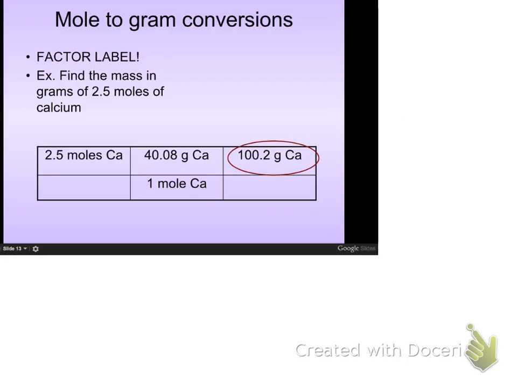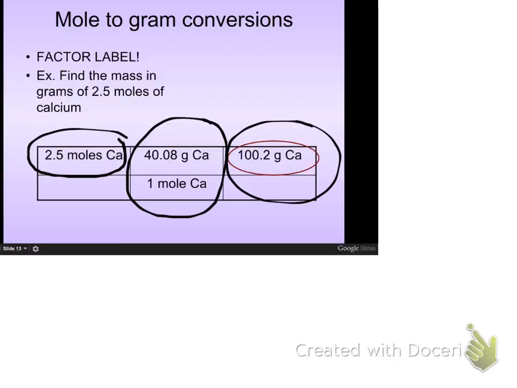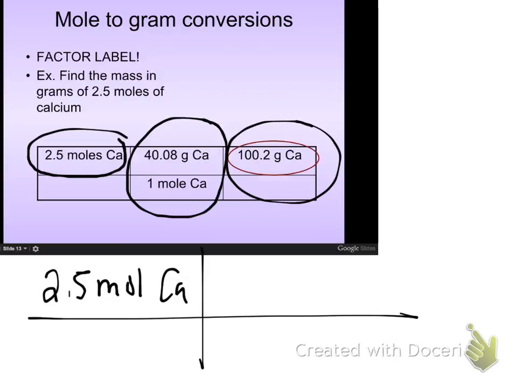Here's your example. It's another factor label. Find the mass in grams of 2.5 moles of calcium. 2.5 moles of calcium is our given. The relationship that we're using, the conversion factor, is molar mass. And then we get an answer. We have to sig fig it. That's an ugly one for sig figs, but we'll take care of that. So we always start with our given. 2.5 moles calcium, units and chemical. Units and chemical down here to cancel are going to be moles of calcium. And we want to end up in grams of calcium.